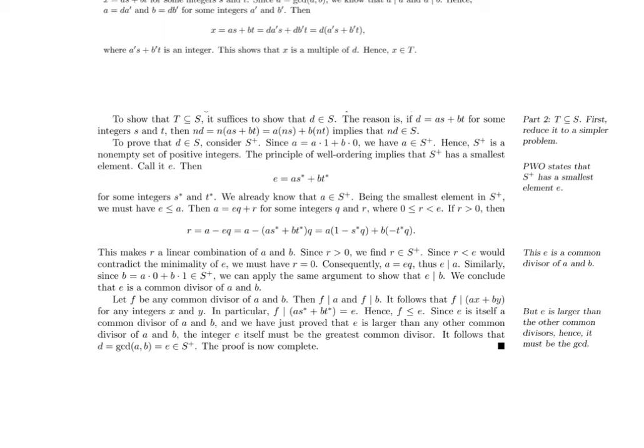So what we just said is if you pick an arbitrary common divisor of A and B, then F will be less than or equal to E. That means E is in fact the greatest common divisor. That means E is actually D. So we're done.